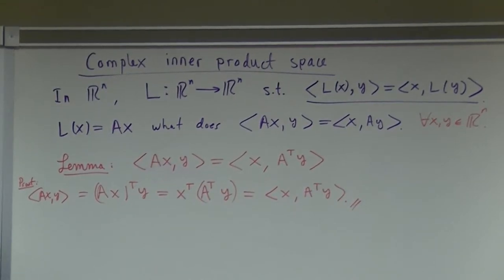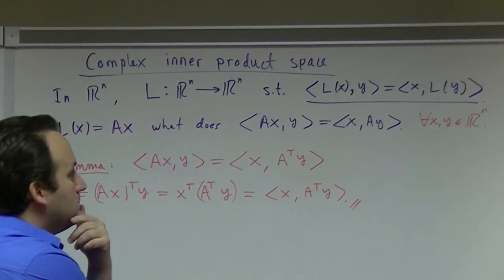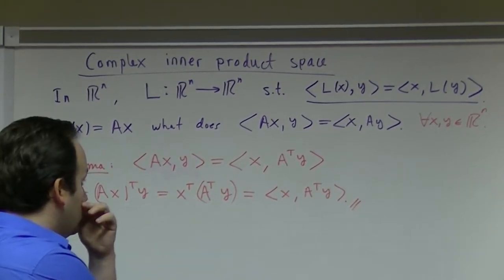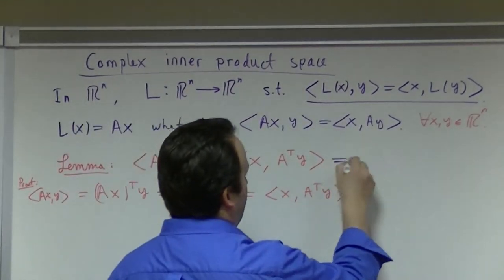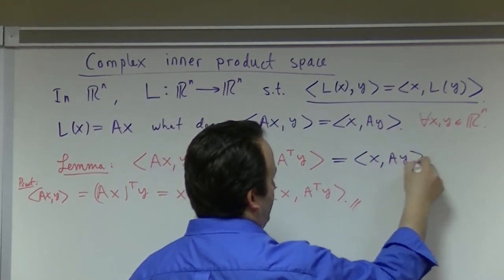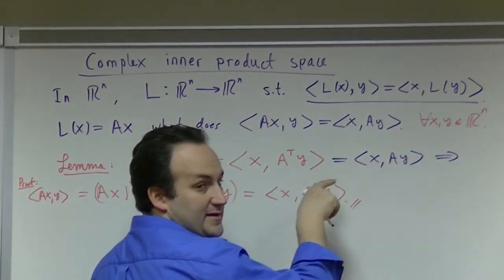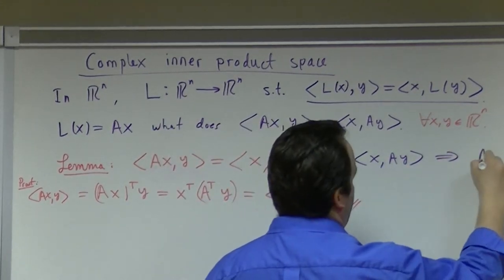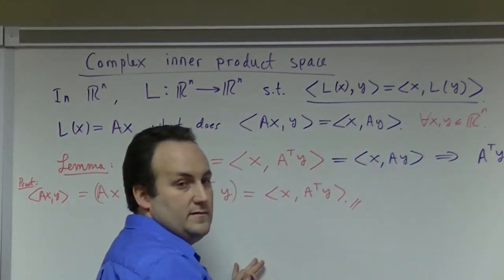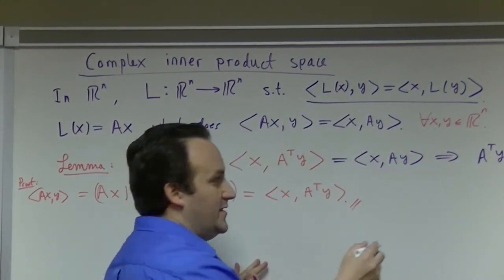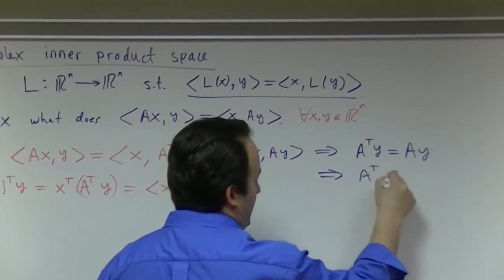Yeah, I have a question. Second line, AXY equals XAY, but the lemma Y is X A transpose Y. Right. So if this is equal to X, A, Y, then that implies this is true for all x, right? So that implies then that A transpose Y is equal to A Y. But that's true for all y, so that implies that A transpose is equal to A.